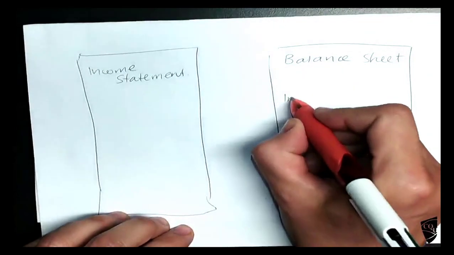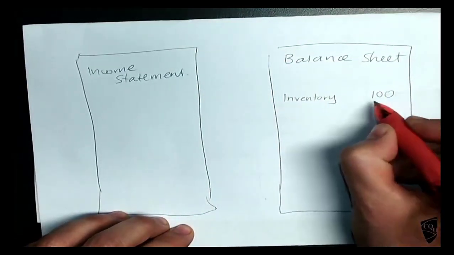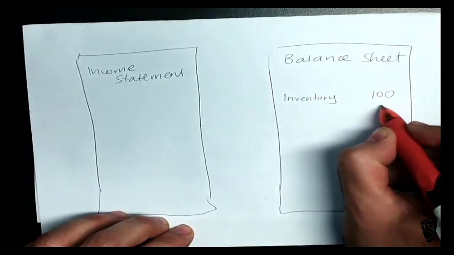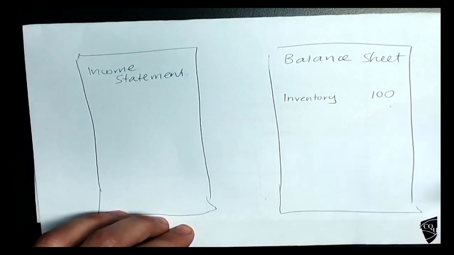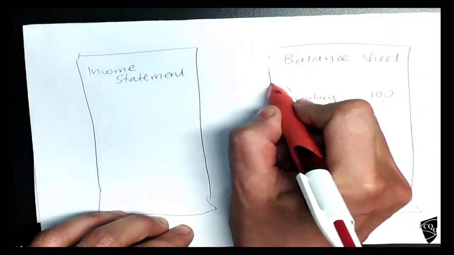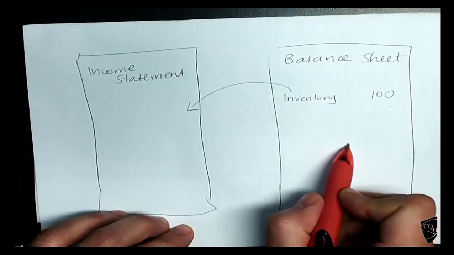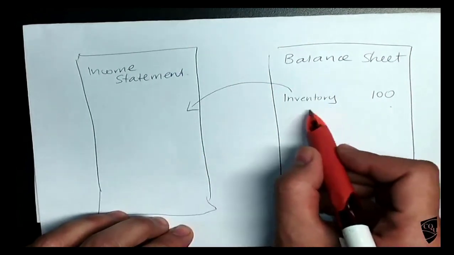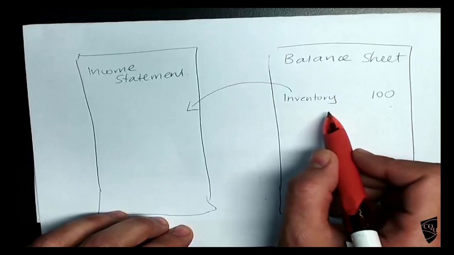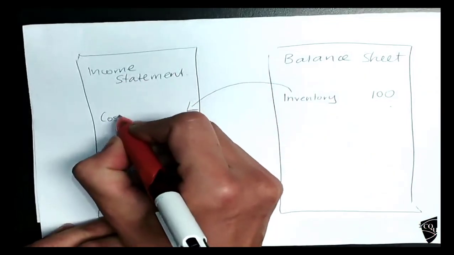Okay, so we have our inventory sitting here as a current asset. Let's just put $100, okay? This is where they sit when we first purchase them, okay? When we sell them, we transfer them over to this statement. We transfer them off our balance sheet when they're sold so that we can calculate a profit. Okay, because when we sell them, they're no longer an asset waiting to be sold. They become a cost of sale.